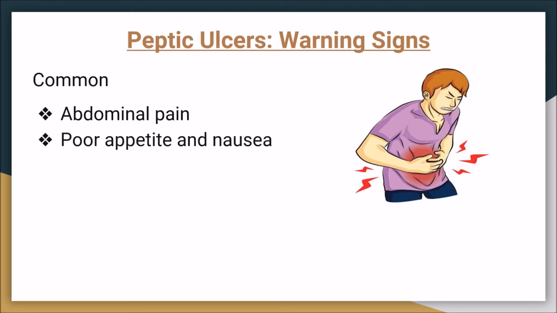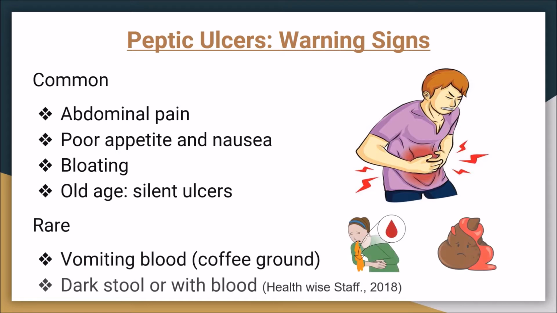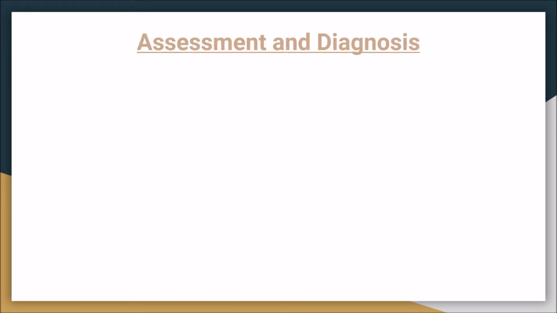Peptic ulcers, warning signs. Some of the common warning signs include abdominal pain, poor appetite and nausea, and bloating. Old age: old people have a higher chance to get silent ulcers, which means that they will not feel any pain. However, they do sometimes get gastrointestinal bleeding, which is a sign of peptic ulcers, and they should look into getting it checked out by a doctor. Some of the more rare warning signs include vomiting blood, dark stool, or stool with blood.